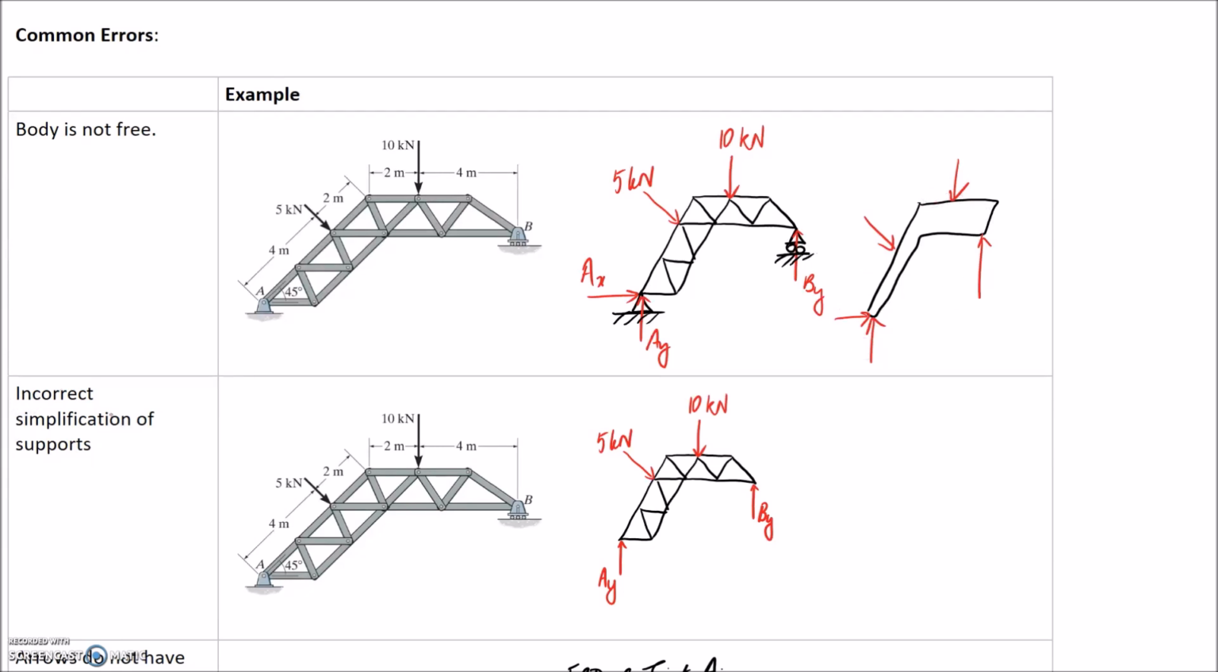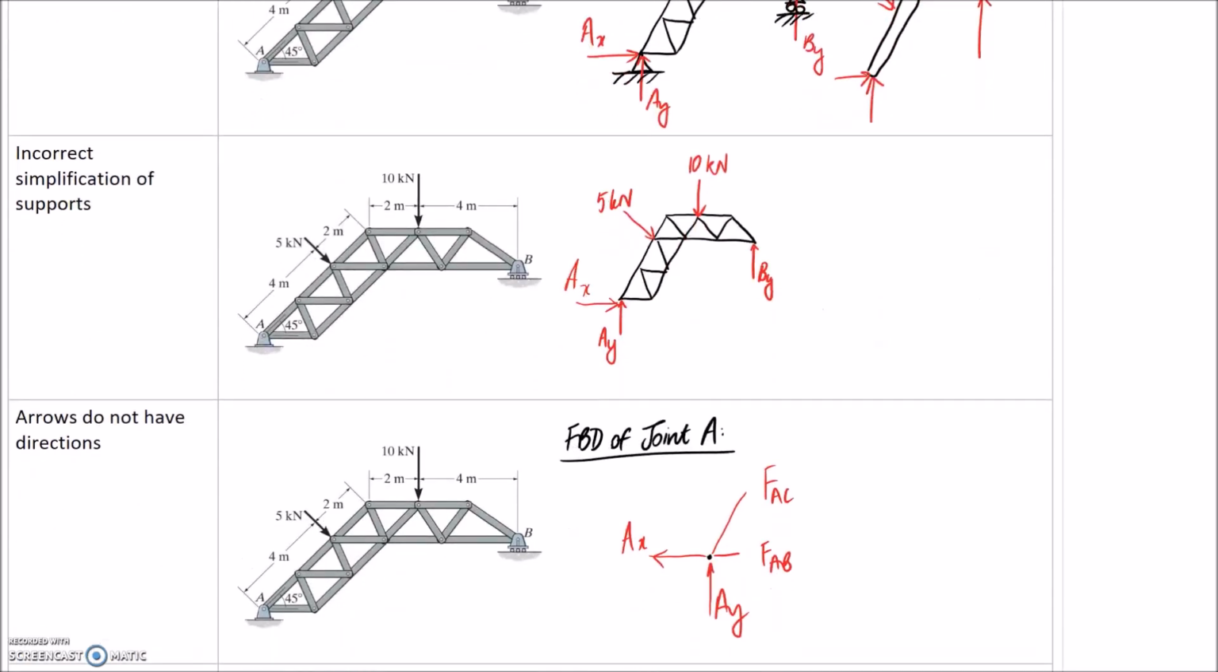The next one here is incorrect simplification of the support. So again, we've got our truss, and what we can see here is we've got an AY applied, but actually at A here, it's a pin support. All right, so this is incorrect. We should have both a horizontal and a vertical force acting at a pin. Up here, this one's okay because that one's a roller, it's on little wheels, so we do have the one force there, which is correct.